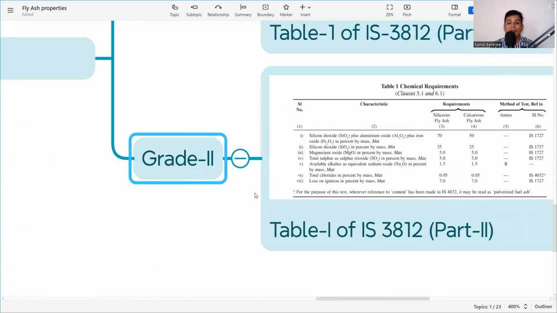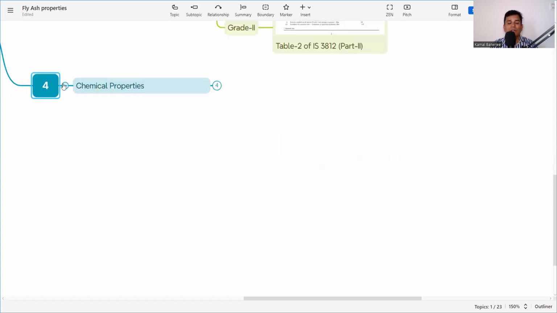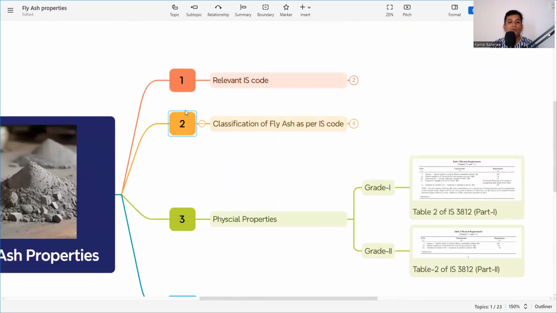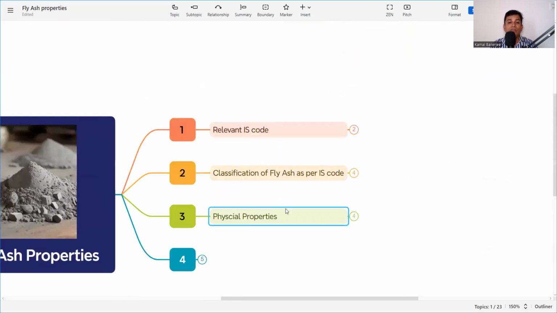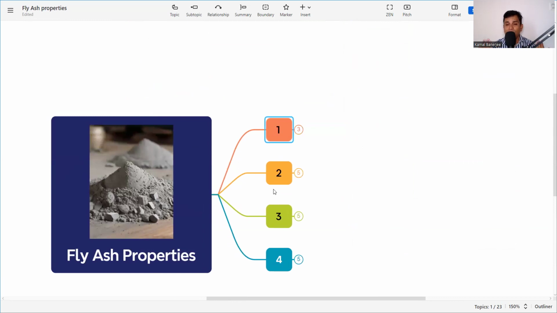According to the requirement of our project, and of the concrete production or fly ash bricks production, whatever it is, we need to finalize and select our grade of fly ash. Accordingly we need to take the test, and we need to check the MTC whenever we are purchasing fly ash or making concrete. We need to check whether it is satisfied or not. If it is satisfied, then we can use it. If it is not, we cannot use this fly ash.